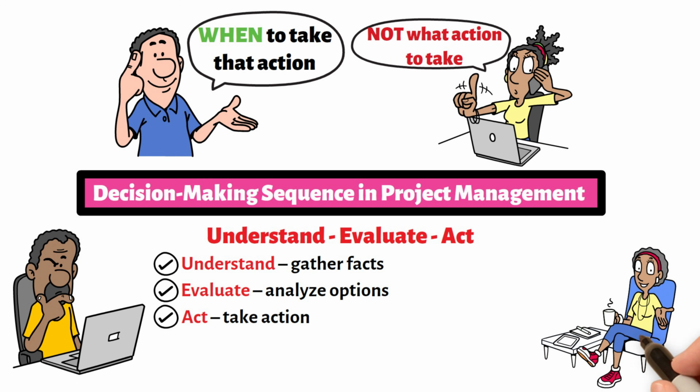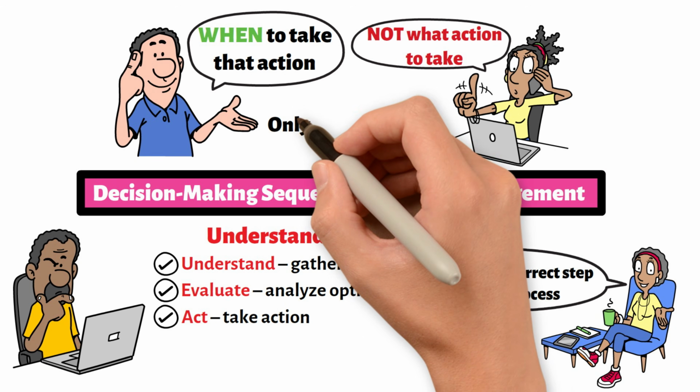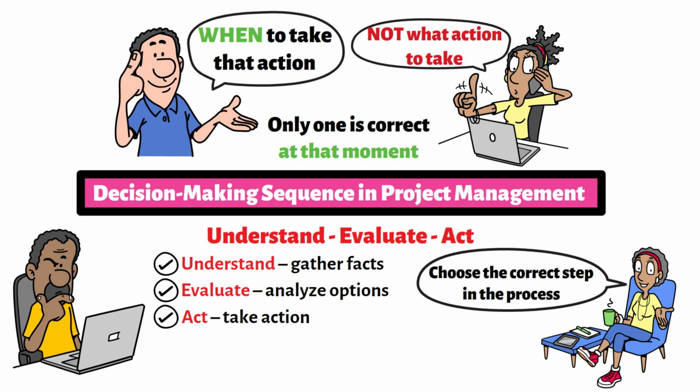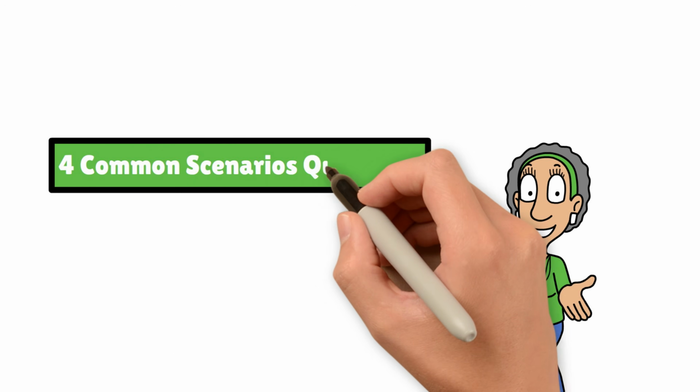This is critical. You are not choosing the best solution. You are choosing the correct step in the process. That's why 2 answers can both look correct, but only one is correct at that moment. To make this practical, let's look at 4 common scenario questions.